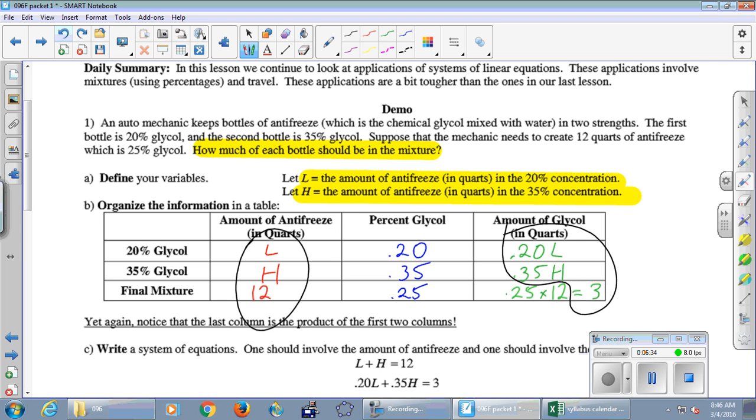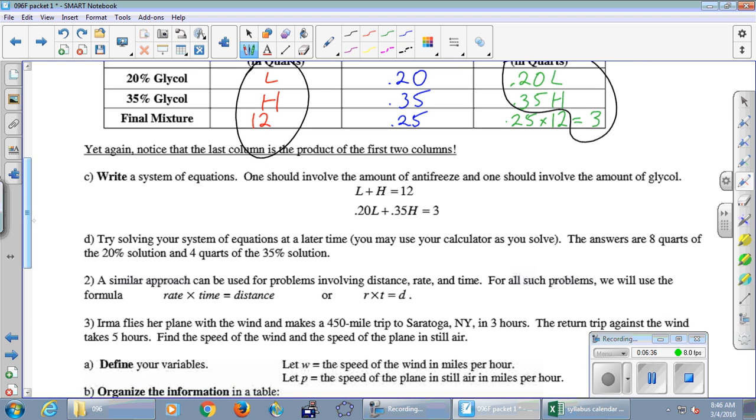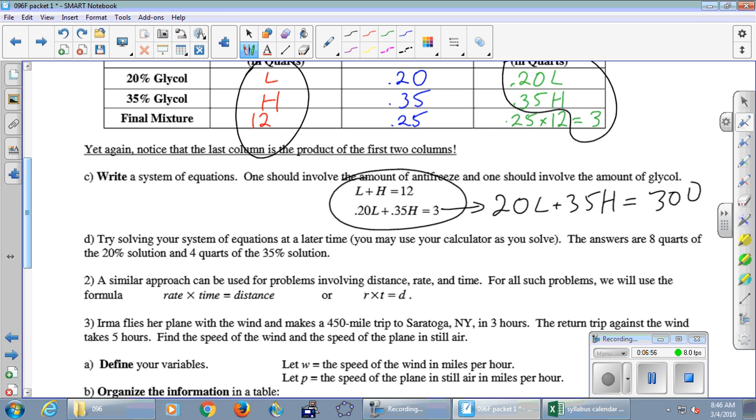Okay, again, we're not going to solve our equations. They are written down here. Only thing I'll say about them: if you don't like those decimals, you're welcome to multiply that bottom equation by what magic number to get rid of the decimals? 100. If you multiply everything by 100, that 100 distributes, and you get 20L plus 35H equals 300. If that equation is friendlier for you to work with, then by all means, get rid of those decimals right off the bat. You can solve it later. The answer is given: 8 quarts of the 20% and 4 quarts of the 35%.